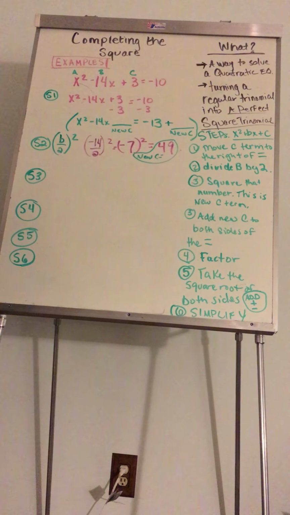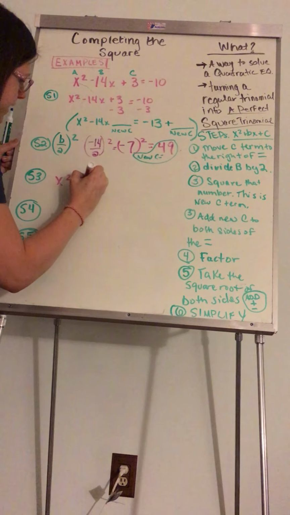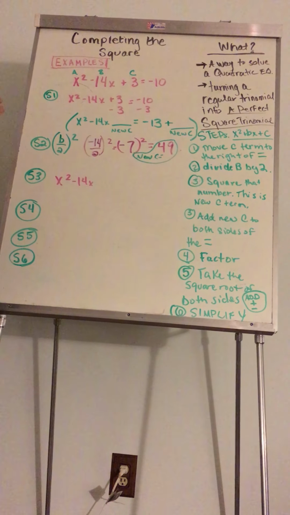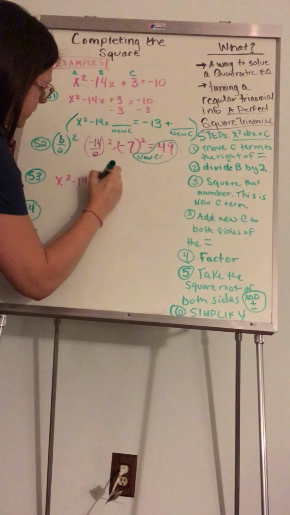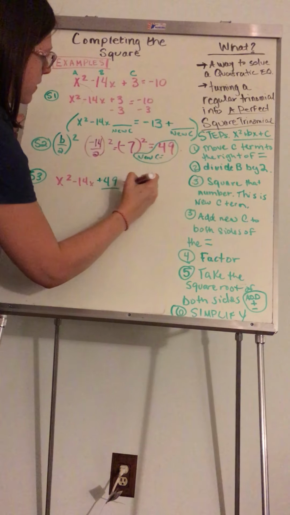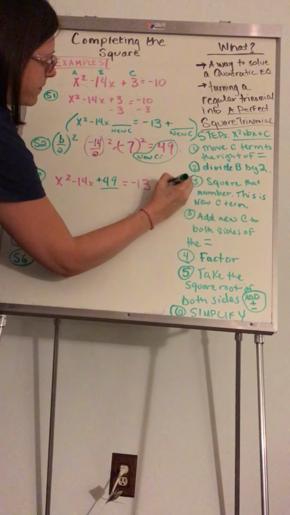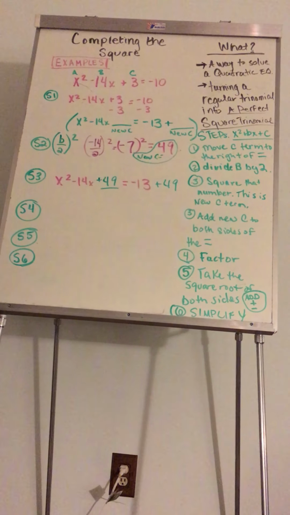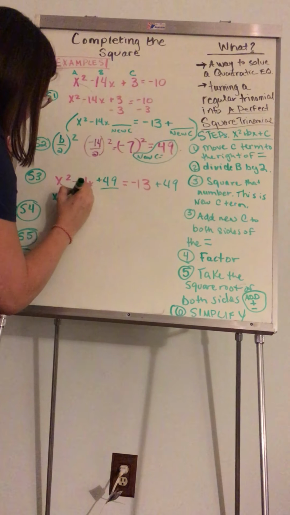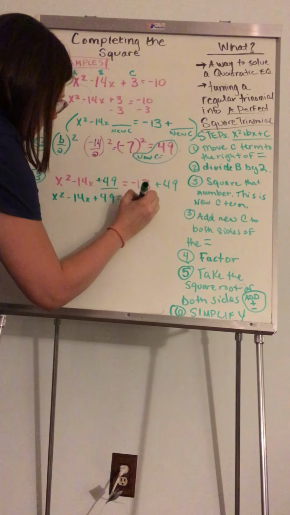So here's what this looks like. Okay, so I'll have x squared minus 14x, and then my new c is plus 49, right? And then I have equals negative 13, and then I'm going to add plus 49 over here too. If I simplify that, what I end up with is x squared minus 14x plus 49 equals 36.